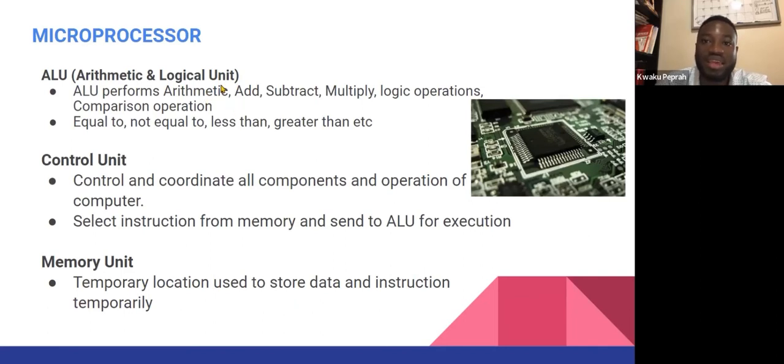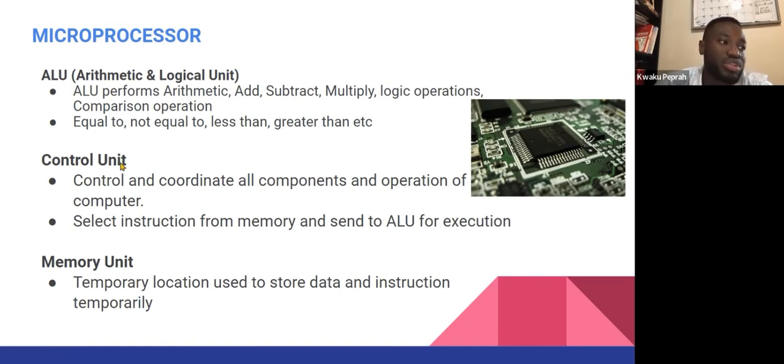The ALU, the arithmetic and logical unit, is used for performing arithmetic, which is addition, subtraction, multiplication, logical operations, and comparison operations. It can also be used for comparisons such as equal to, not equal to, less than, greater than. As you can see on your keyboard, when you click on any of that, the arithmetic and logical unit is going to be used to process the function that you're looking to do.